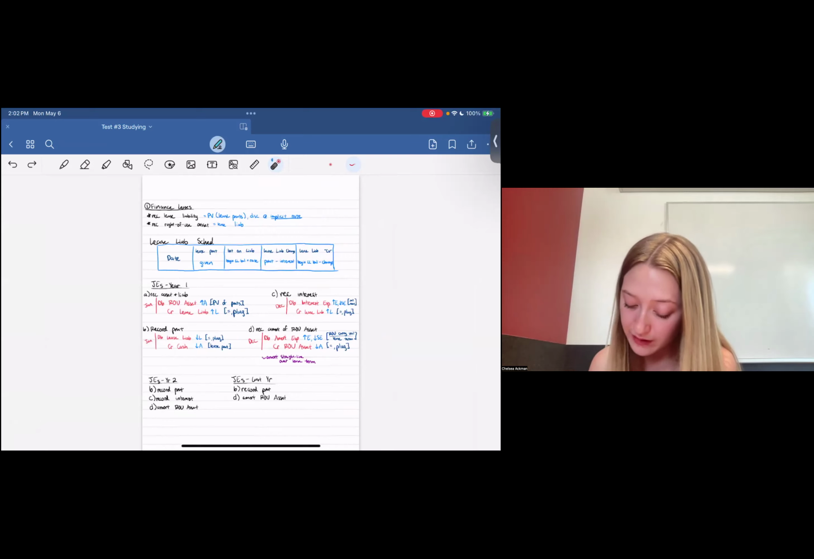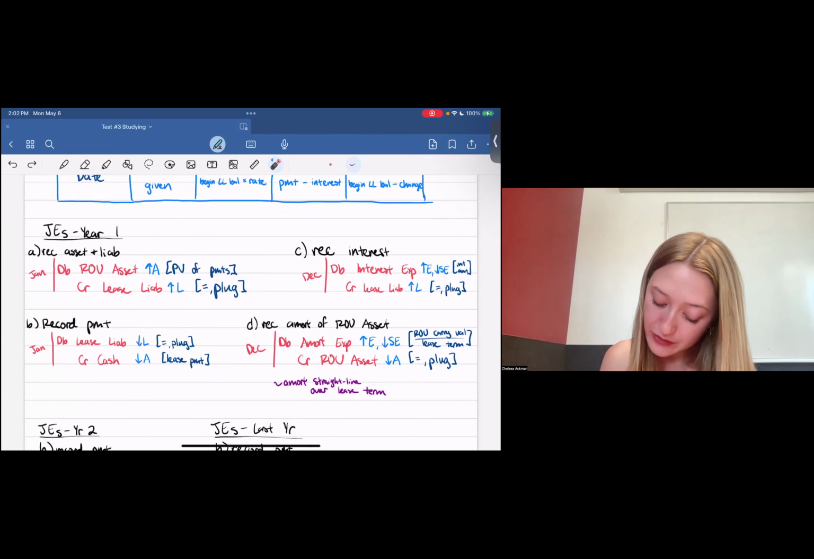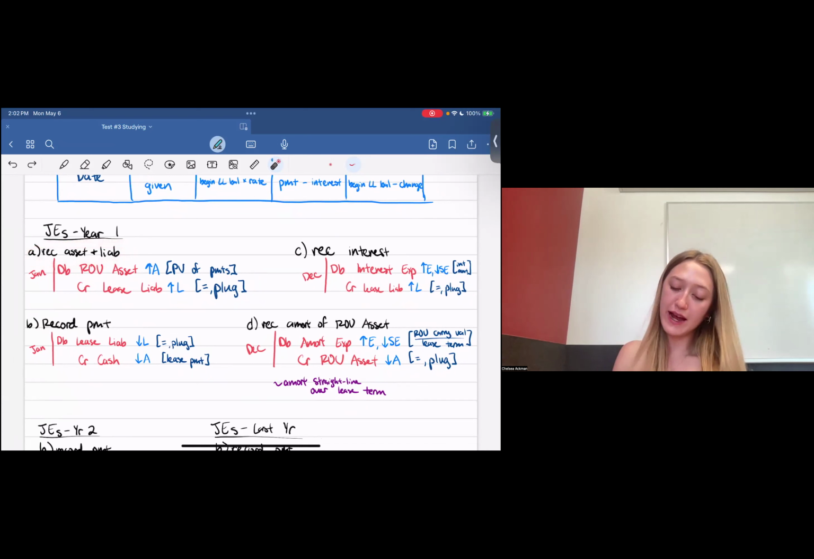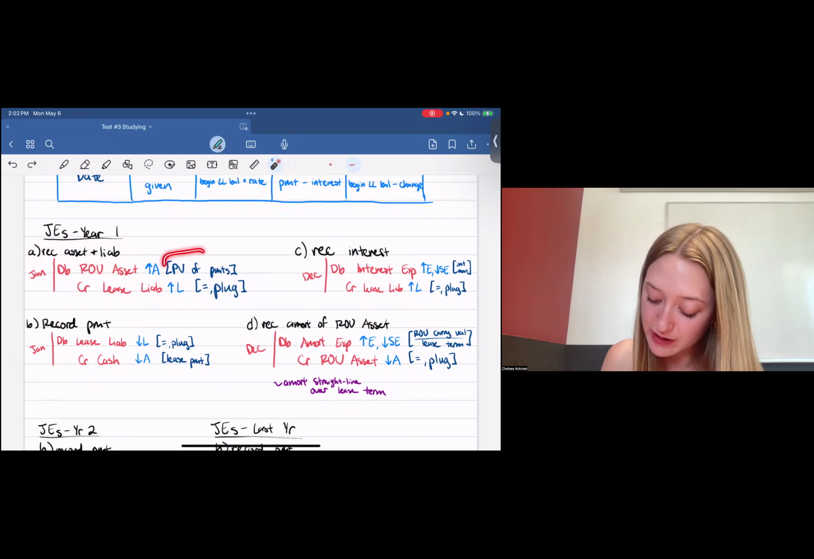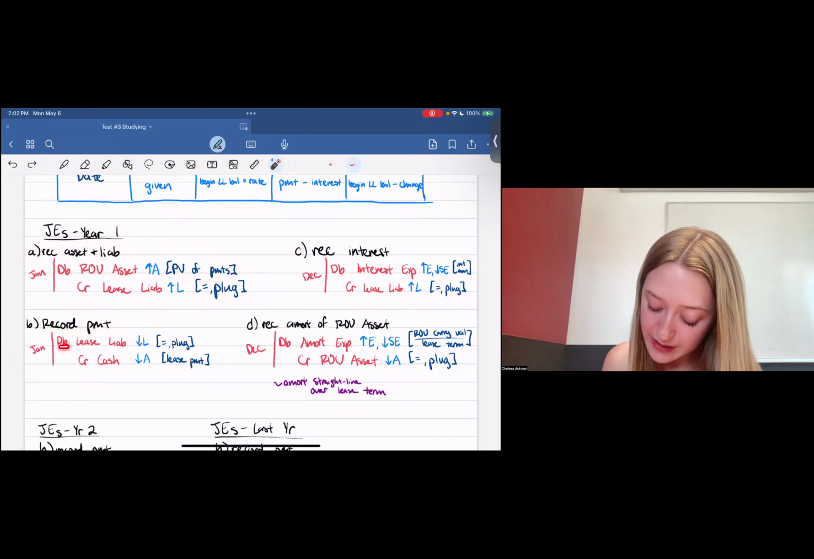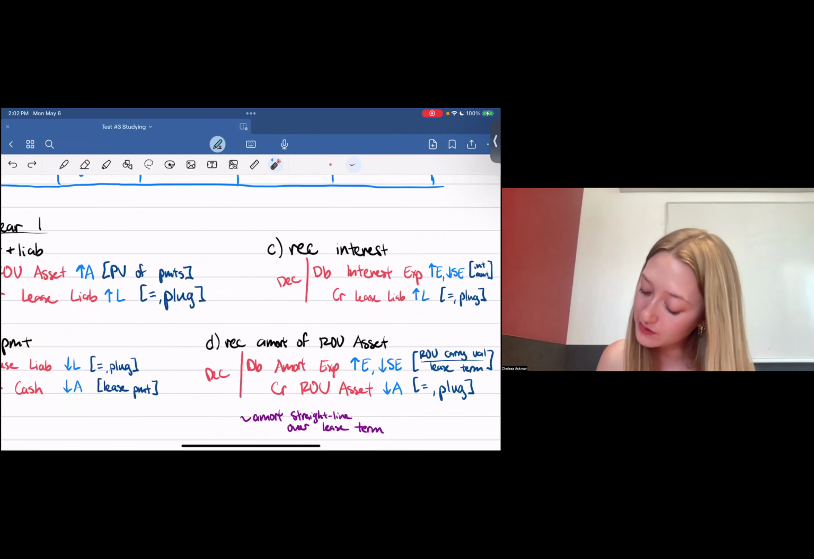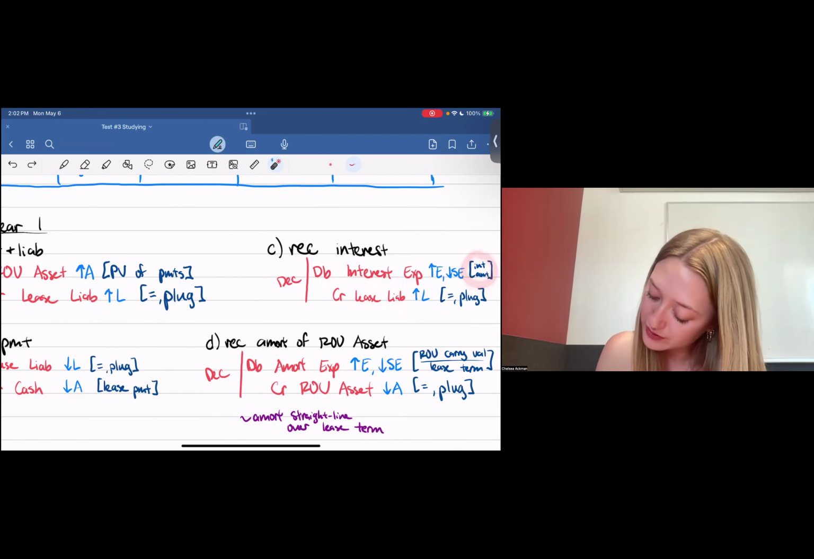And lastly, for leases, for finance leases, we do the recording of the asset and the liability through a debit to a right of use asset and a credit to the lease liability, which is the amount of the present value of the payments. To record the payment, we debit the lease liability and then we credit cash for the lease payment amount. To record interest, we debit interest expense and credit lease liability for the interest amount.